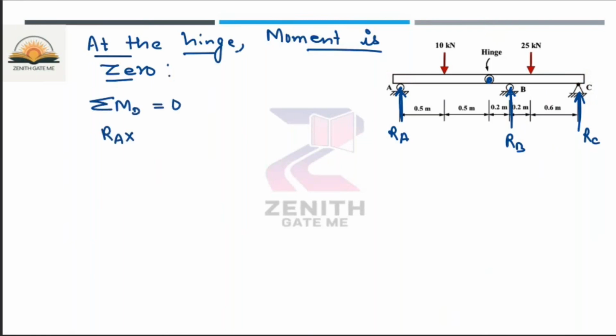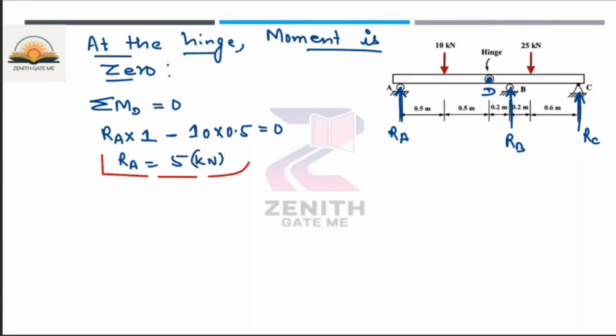what will you get? RA into 1. I'm taking the moment about the hinge joint, which is nothing but D. RA into 1 minus, this force is basically creating a moment in this direction, so 10 into 0.5 is equal to 0. So RA value you will get as 5 kilonewton. The reaction at A point is 5 kilonewton.